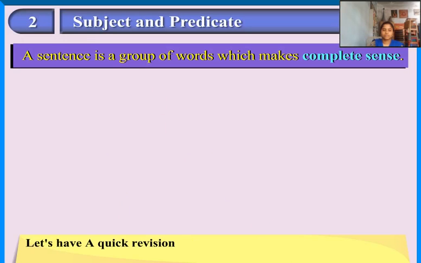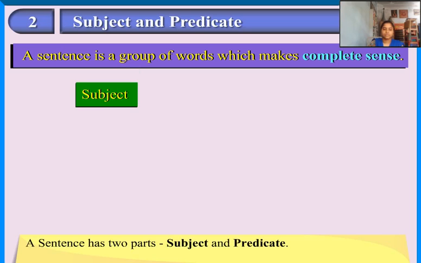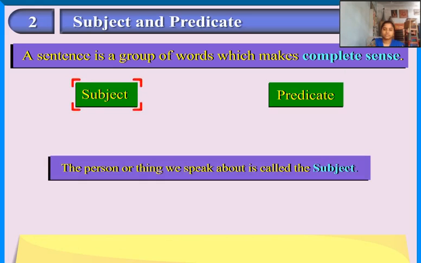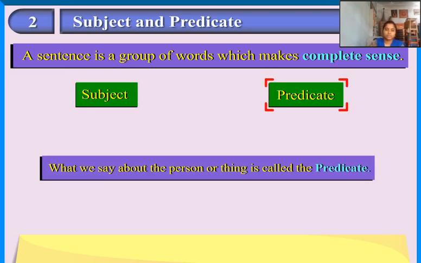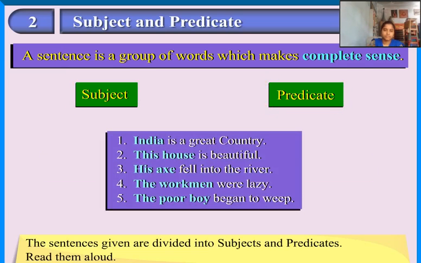Subject and predicate. Let's have a quick revision. A sentence is a group of words which makes complete sense. A sentence has two parts, subject and predicate. The person or thing we speak about is called the subject. What we say about the person or thing is called the predicate. The sentences given are divided into subjects and predicates.